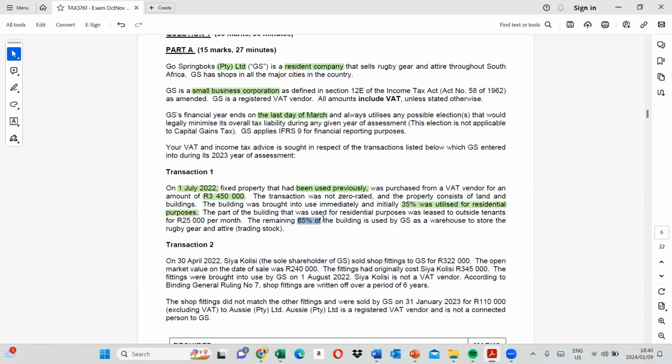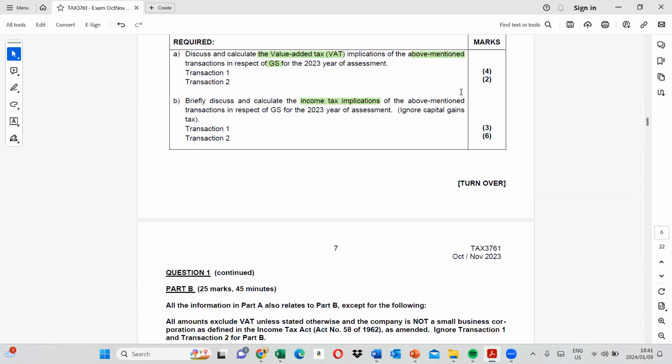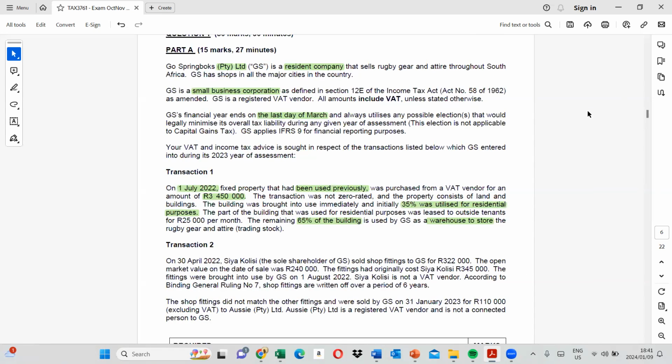The remaining 65% of the building is used by GS as a warehouse to store the rugby gear and attire, trading stock. Now, there were a lot of things that they brought in regarding this question, which I think we can all agree had lots of principles that you had to apply. So you have to break it down. You can see there are 4 marks for this part of the question.